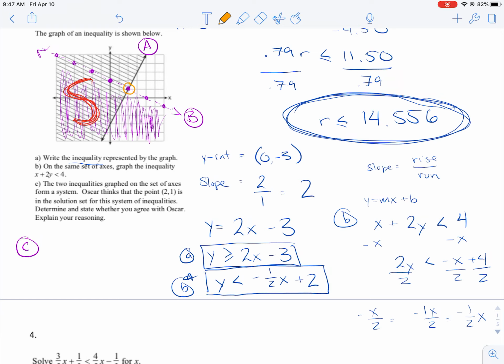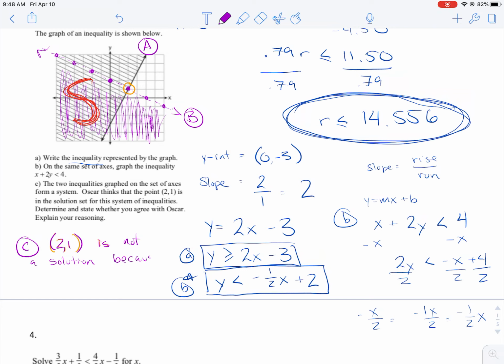Now if we just had equation A graphed, and they were asking if (2, 1) was a solution, we would say yes. But if you notice, (2, 1) is also pretty significant because this is actually where these two lines intersect. And unfortunately, for letter B, because it is a dotted line, any point that falls on that dotted line is not a solution to the set.